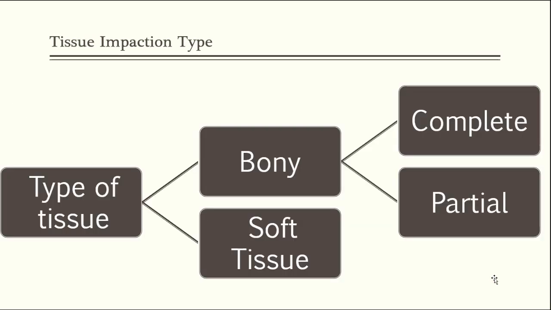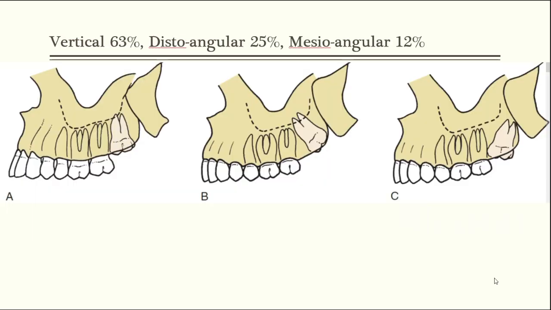So the tissue type, we can have bony impaction or soft tissue impaction. The bony can be complete or partial. For the maxillary impaction, the vertical is 63%, the most common, distoangular 25%, and mesioangular 12%, the least common. Now here's the opposite. The distoangular is the easiest, and the vertical. The mesioangular are the most difficult.